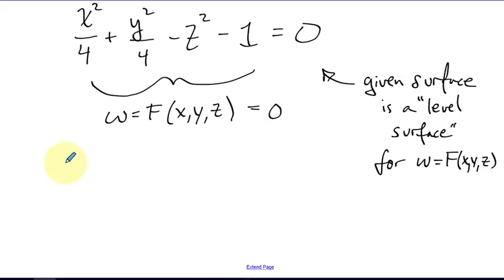And we use this general principle: the gradient of f is a vector that will be perpendicular to the level surface at any point on the level surface.